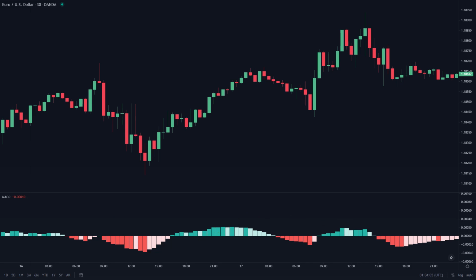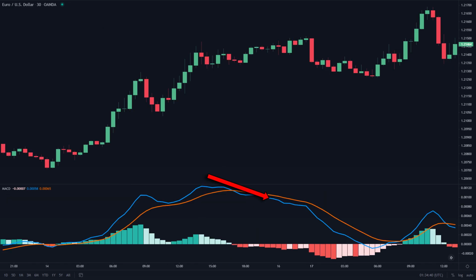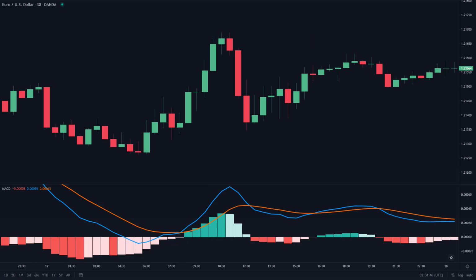And finally, we have the histogram, which simply shows the correlation between the MACD line and the signal line. For example, if the line crosses above the signal line, the histogram will turn green. And if it crosses below, the histogram will turn red. The gap between the MACD line and the signal line also affects the size of the histogram. If the gap is wide, the histogram will grow longer. And if the gap is tight, the histogram will grow shorter.